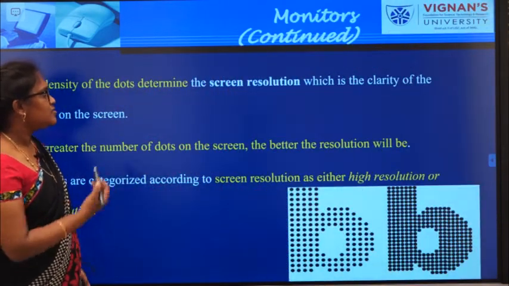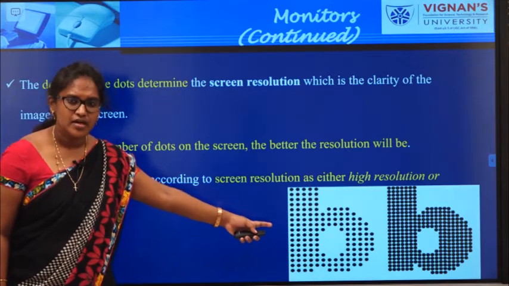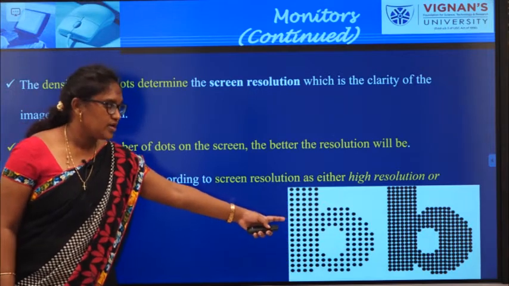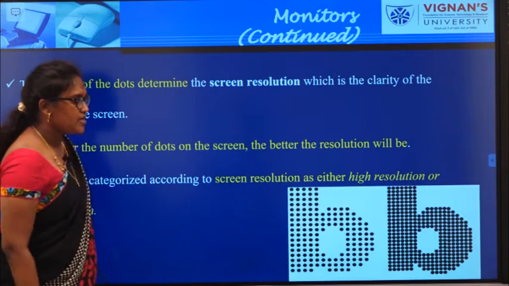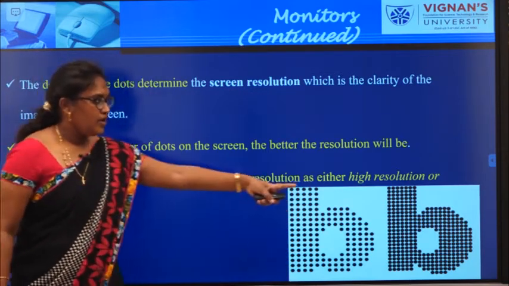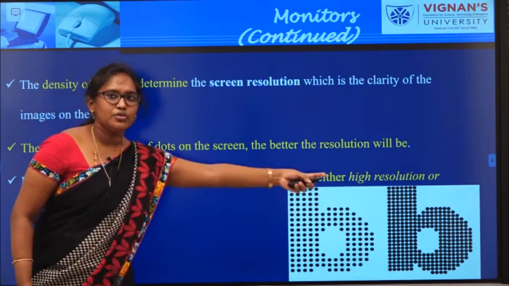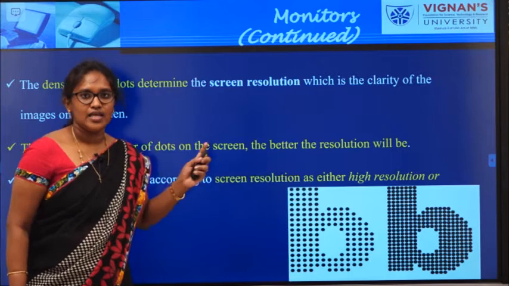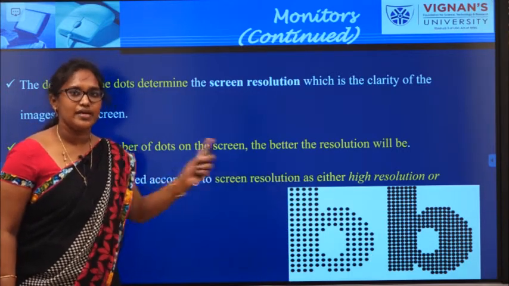So, for the types of monitors, the resolution can be determined by the distance between the pixels. That is what we are saying. Here, if you observe the image, the distance is more. In that image, the distance between one dot and another dot is less. Can you identify which one will have higher resolution?